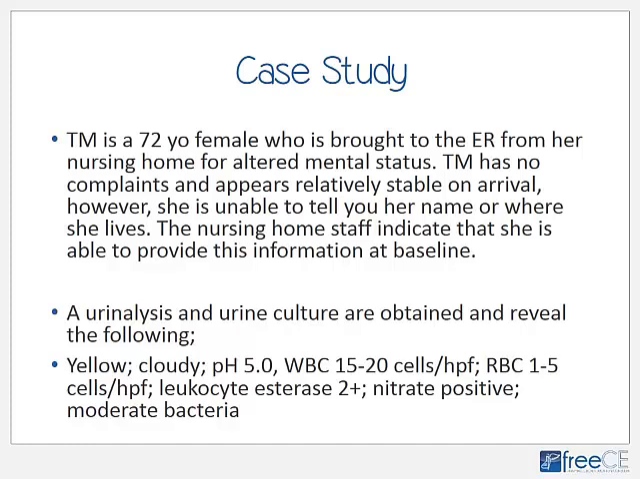Her urinalysis and urine culture are obtained, and you don't have the urine culture back, but your urinalysis shows the following. It's yellow and it's cloudy with a pH of 5. There's 15 to 20 cells per high-powered field in terms of WBCs. You have 1 to 5 RBCs. You also have 2+ leukocyte esterase. The nitrates are positive, and you see moderate bacteria.